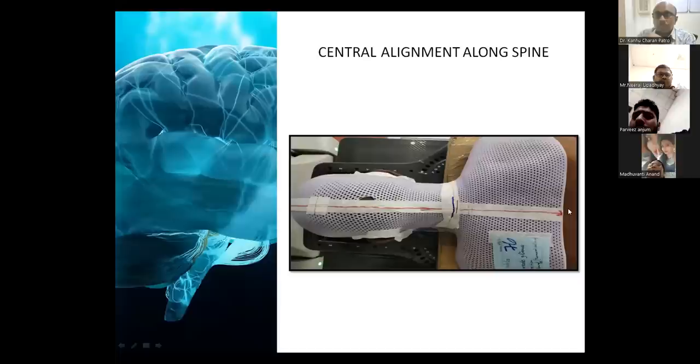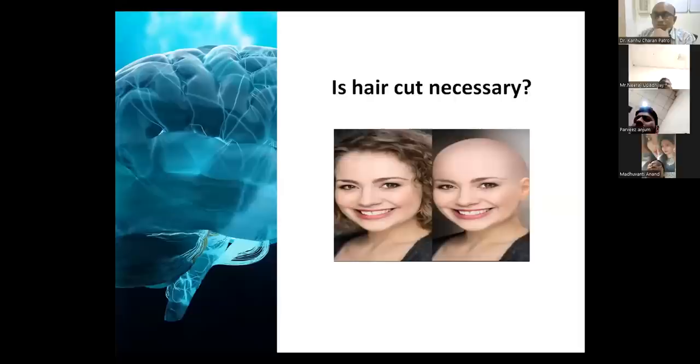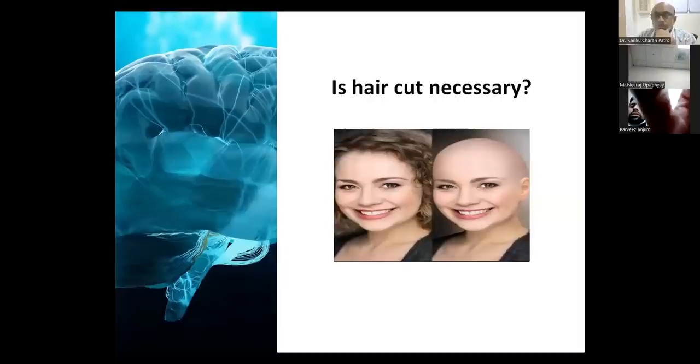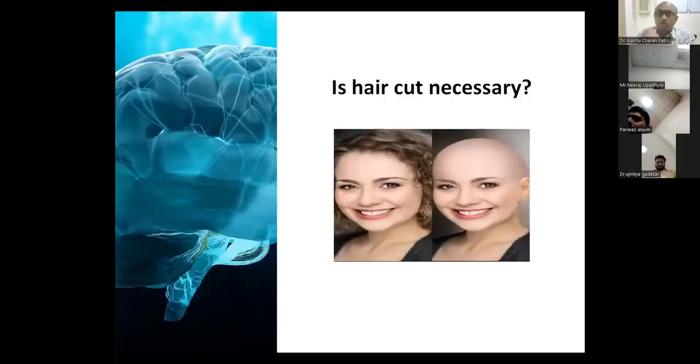One thing is whether we should cut the hair or it is unnecessary, because when matching issues come, we usually have a 2 to 3 mm or 5 mm junction matching. After giving a few radiations, the patient may lose hair, so there may be an error and the mask gets loose. So I always prefer to get a clean shave of the scalp before going for the radiation.